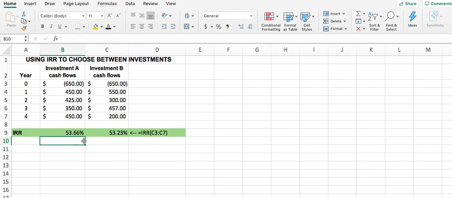So here we see that investment A is actually better than investment B. Even though it's not by a lot, we will still choose the investment that has the higher internal rate of return. Note this, when using internal rate of return to choose between two comparable investments, we should always choose the investment which has a higher internal rate of return.